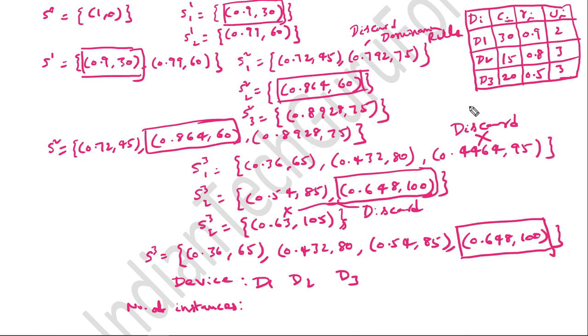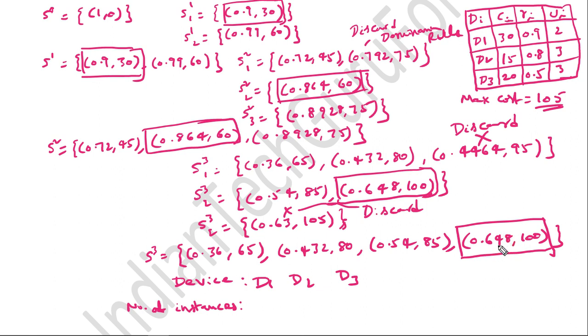So what is the maximum cost available? Maximum cost available is 105. So we need to fulfill this particular cost. These are the values of S40, S41, S42, S43, and how we got these values. This is the final row, S43. And what is the maximum cost that is available in S43? The ordered pair 0.648, 100. So this is the maximum cost available.